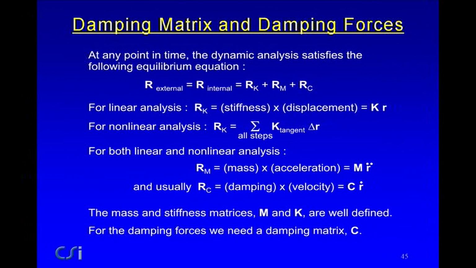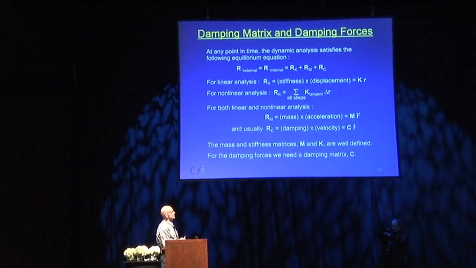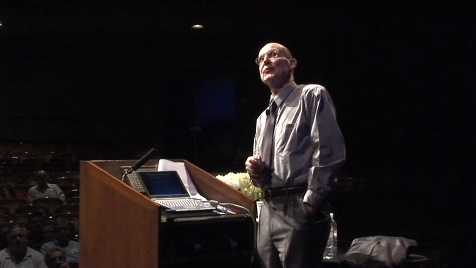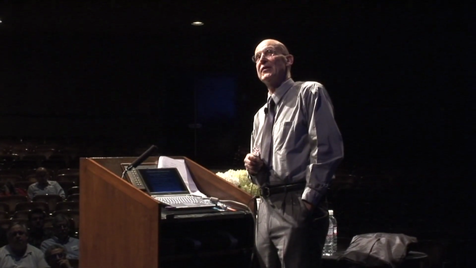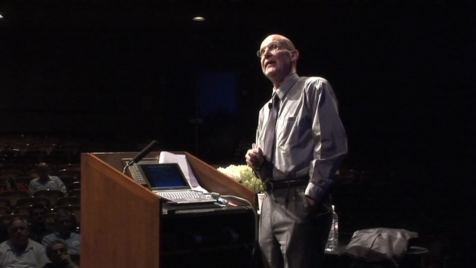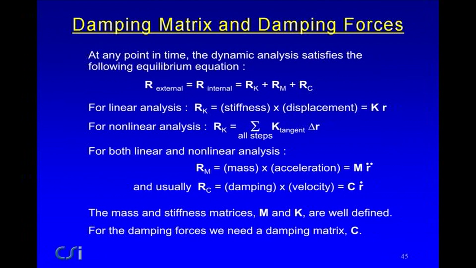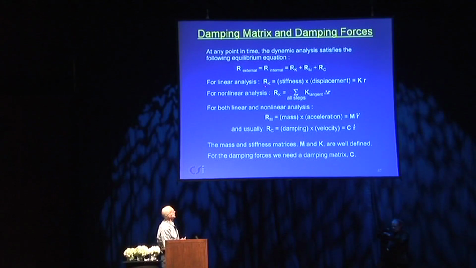We're looking at equilibrium as this first equation. You have some external force that must equal some internal force. This is dynamic equilibrium. And the internal forces are those associated with the stiffness of the structure, the mass of the structure, and the damping. And it's these damping forces we're going to be interested in here. For linear analysis, the stiffness force is simply the stiffness times the displacement. For nonlinear analysis, the stiffness is changing all over the place, and basically it's the sum of a tangent stiffness times some displacement increments.